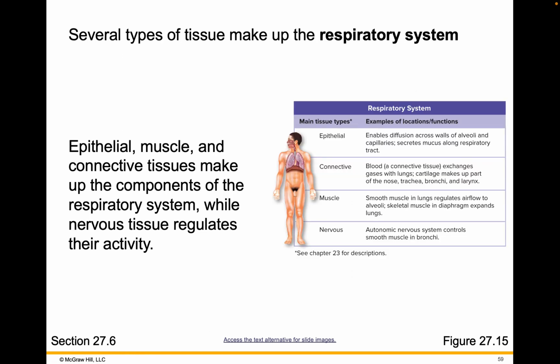Several types of tissue make up the respiratory system. Epithelial, which is like surface cells, so your skin or the lining of your blood vessels or the interior of your lungs. All those surface cells, those are epithelial cells. Muscle and connective tissues make up the components of the respiratory system, while nervous tissues regulate their activity.